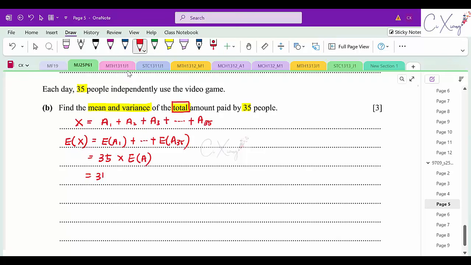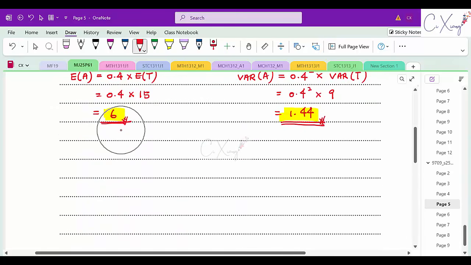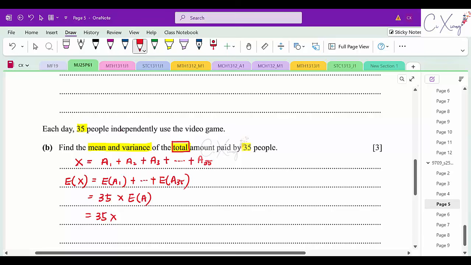What's the mean of the amount that we paid just now, that we calculated in part A? So the mean is 6 for each person. So you'll have 35 multiplied by 6, and from here, you get 210.